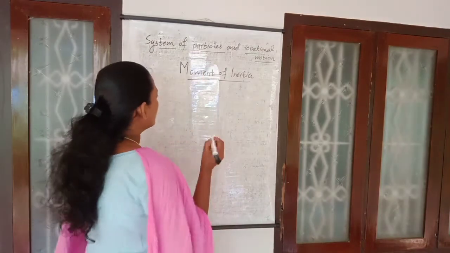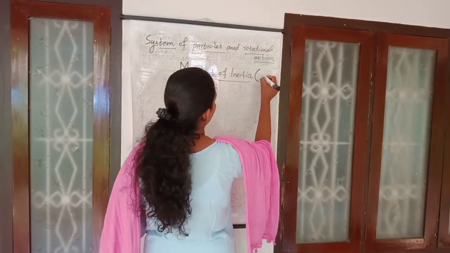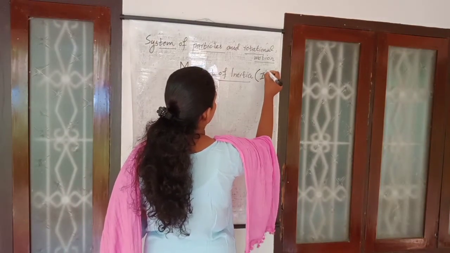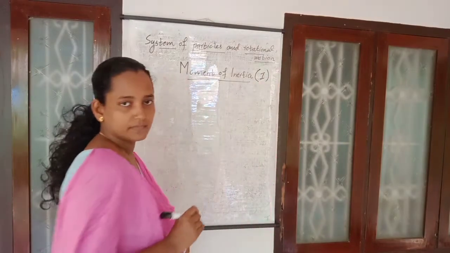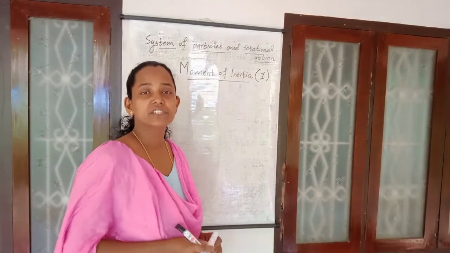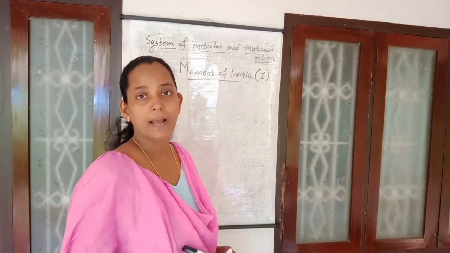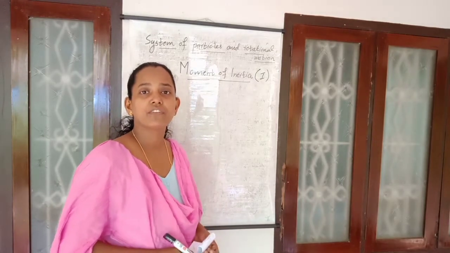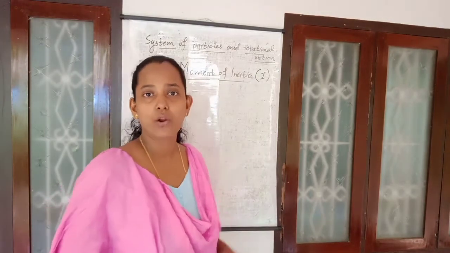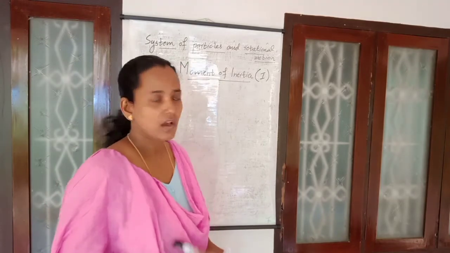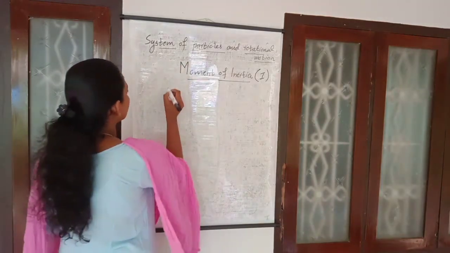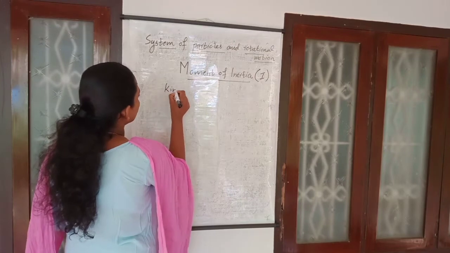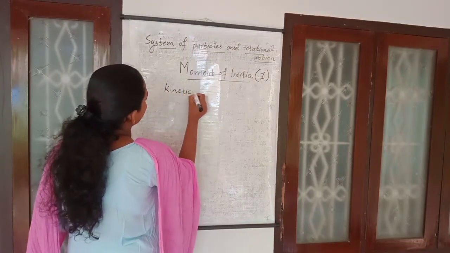The moment of inertia of a body is usually represented with the letter I. And what is moment of inertia? In order to get an expression for the moment of inertia of a body, which is the rotational analog of mass, first of all, we can find the expression for the kinetic energy of a body which is in rotation.